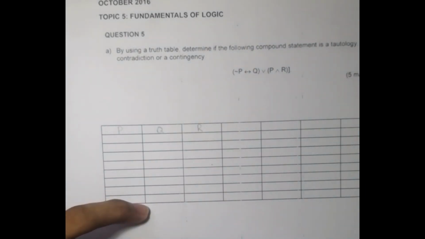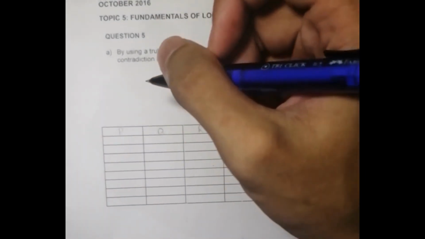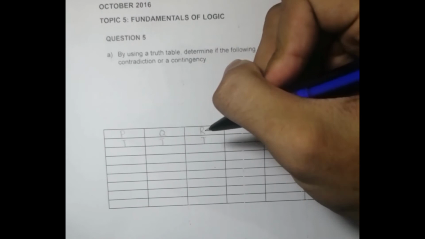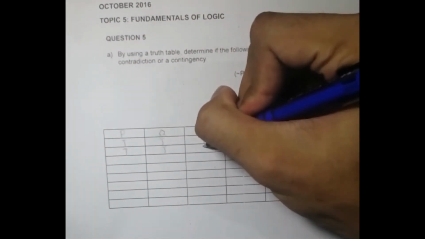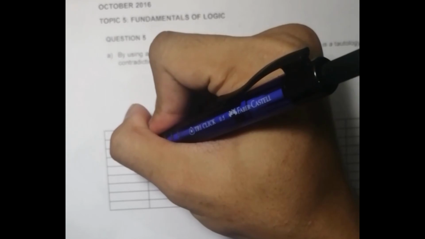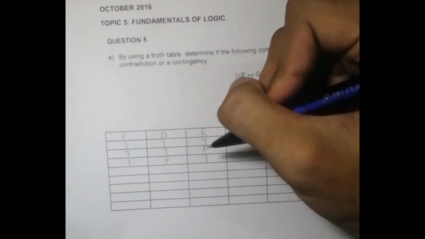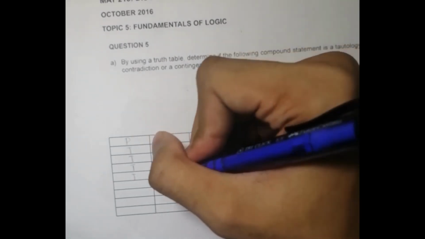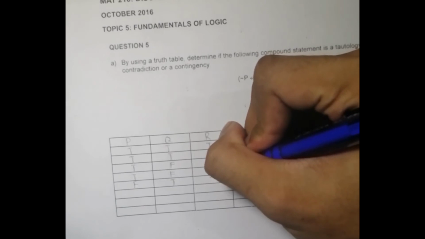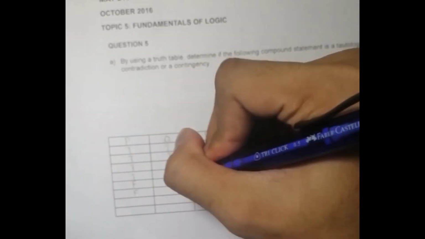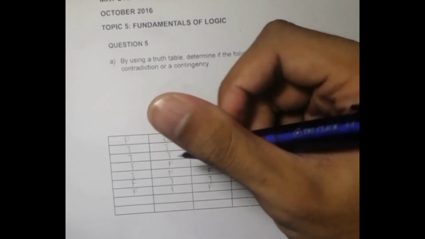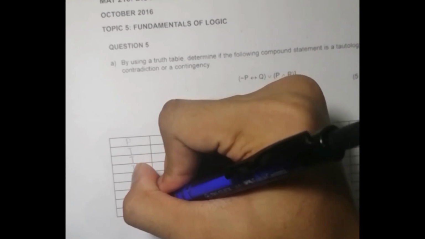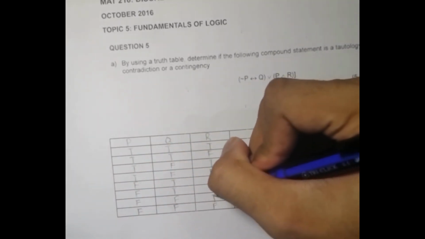We need to insert true and false for P, Q, R in this order: true, true, true; true, true, false; true, false, true; true, false, false; false, true, true; false, true, false; false, false, true; and lastly false, false, false.